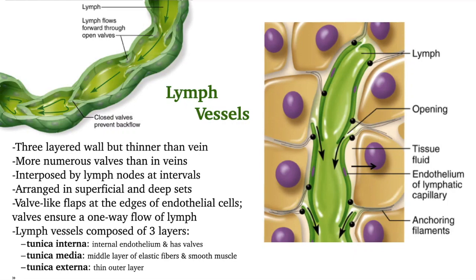And at different intervals of the lymph vessel, as the lymph moves down, it'll get to little pit stops or little train stations, which will be the lymph nodes at different intervals along the lymph vessel. And basically there are superficial sets, closer to the skin, closer to the outside of the body, and then you have deeper sets of lymph vessels which are more internal. And as we said, there are valve flaps to prevent backflow. So it's only one direction of lymph flow.